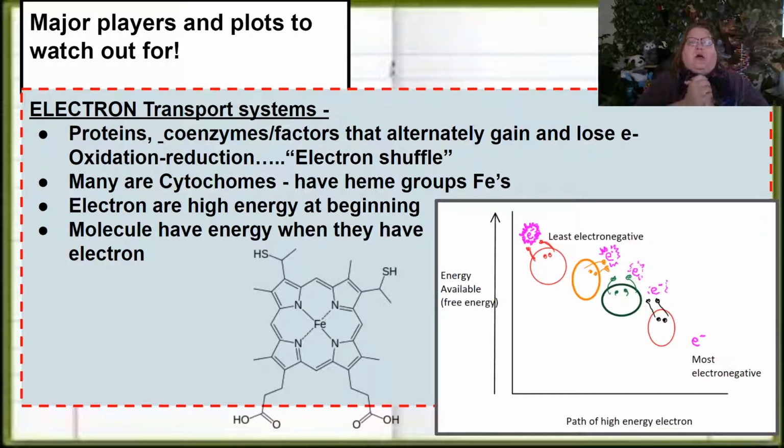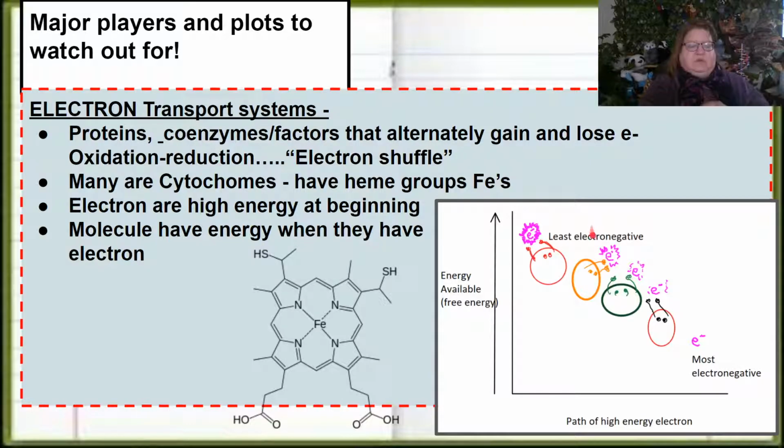Now, a lot of these proteins are called cytochromes. They have a heme group that has an iron in the middle. This makes them really, really willing to move electrons. They have a metal, right? That's one thing we learned about with metals. They lose and gain electrons pretty easily. And so these electron transport systems deal in treating electrons in a way that moves the excited electron along.